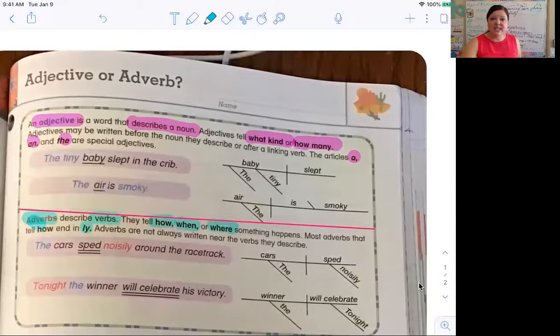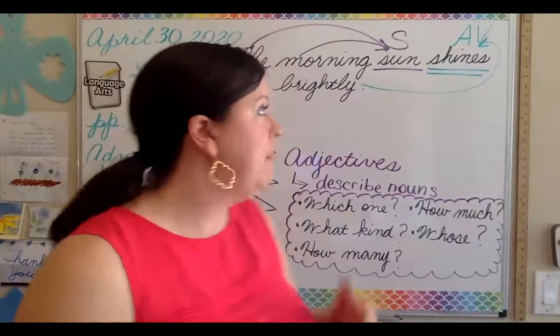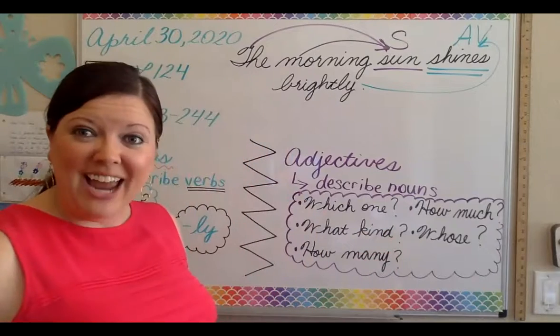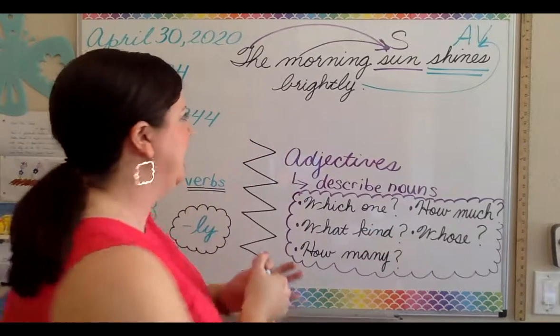Now for both the top and the bottom section, they went over how to diagram both of those. I'm going to take the sentence that I showed you up on the board and show you how I would diagram that. Remember, a diagram always starts with a straight line.